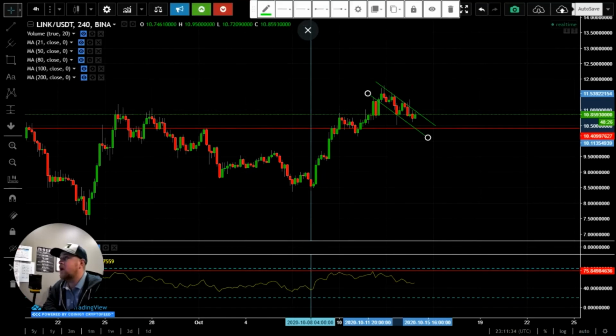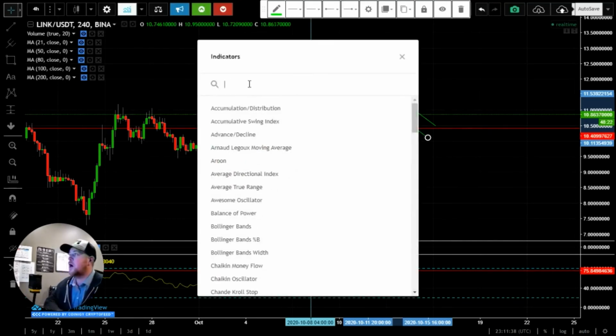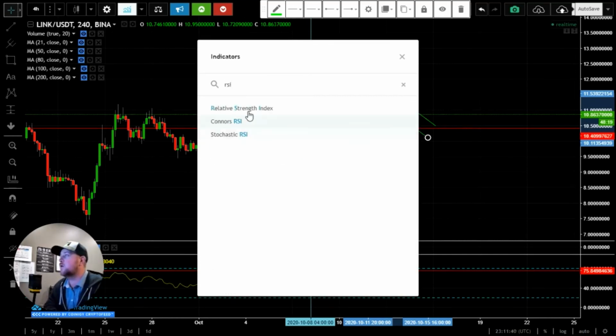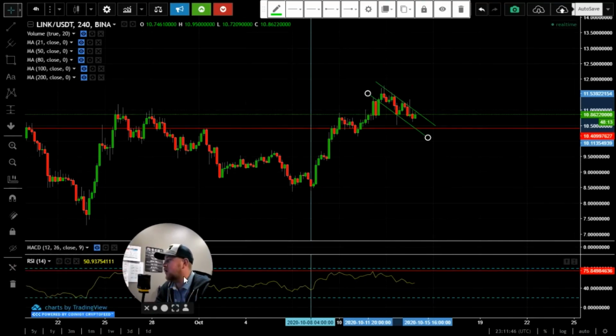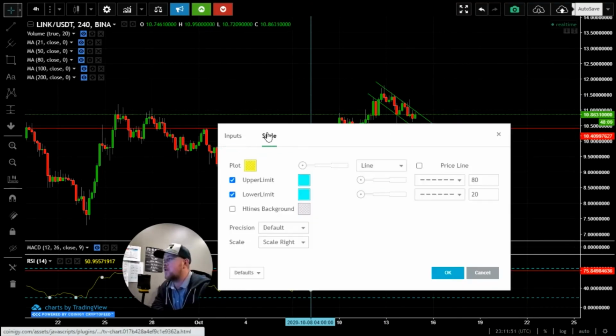To get it on Coinigy, you come up here to your graphs. You look up RSI, Relative Strength Index. You click on that. It'll pop up on the bottom. And then if you hit, we'll get me moved over here, closer to the middle, if you hit your settings, you can do your length, your style, which is your upper and lower limit.